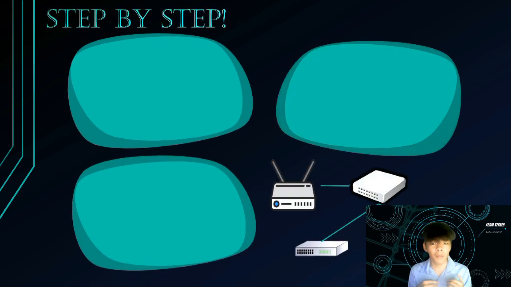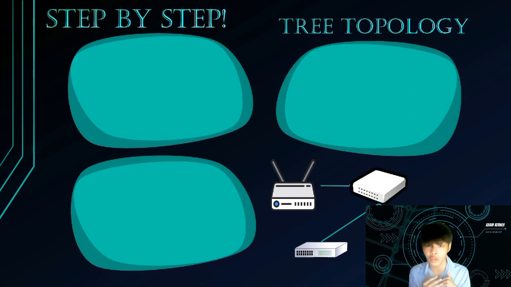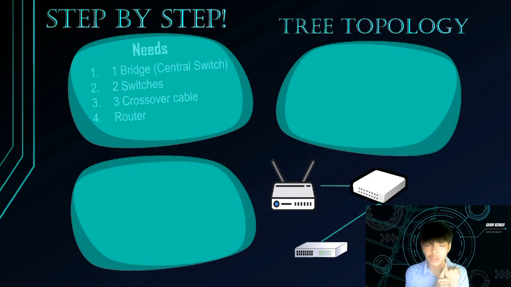Proceed is about what you need to do to make a tree topology. The first thing to do is you must have the following: one bridge as your central device, then two switches for connecting devices, and then three crossover cables to connect three same devices. And lastly, the router that serves as your network center.